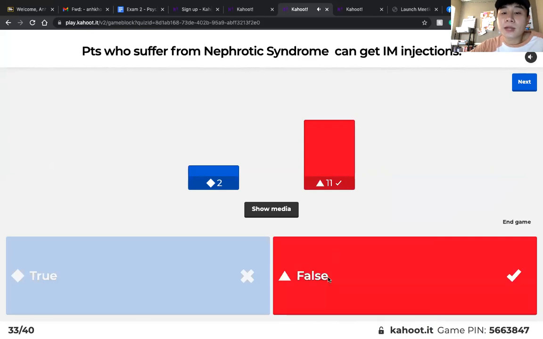All right. So they cannot get IM injection because patients with nephrotic syndrome have issues with protein and albumin, and their muscles are really weak, and they have issues with synthesizing and absorbing proteins. So that's why we cannot give them IM injection.